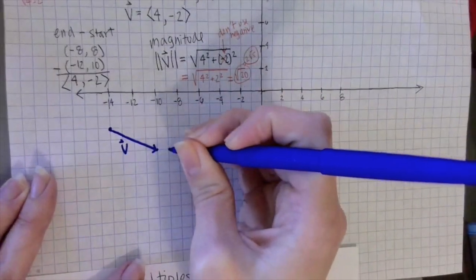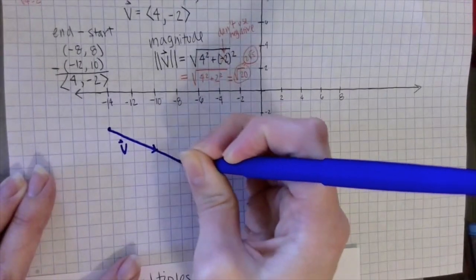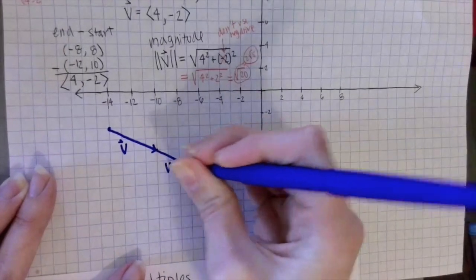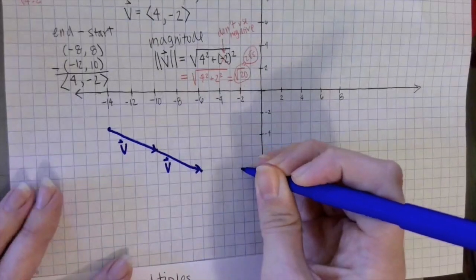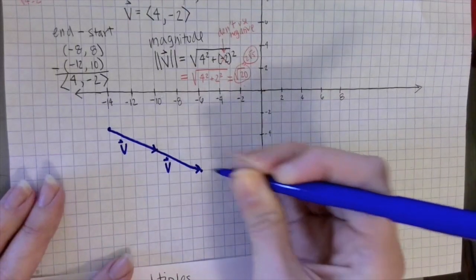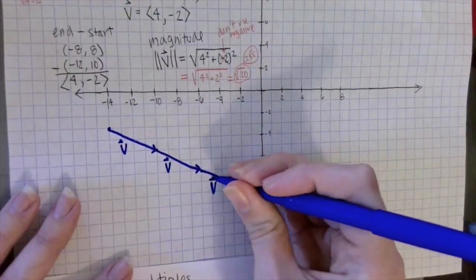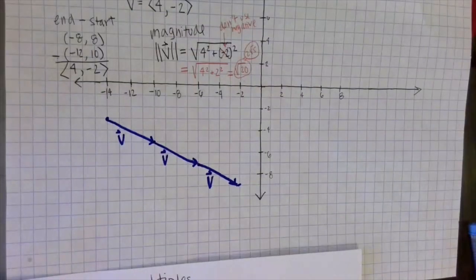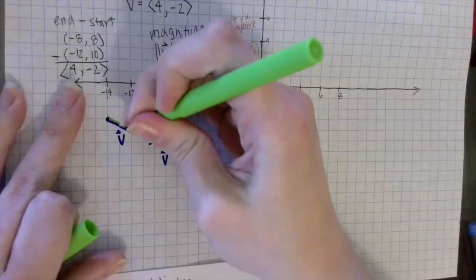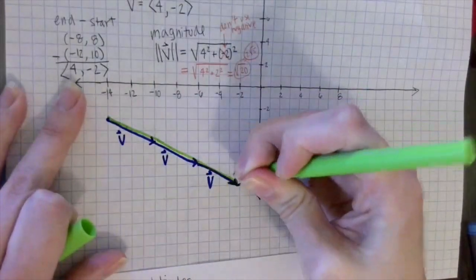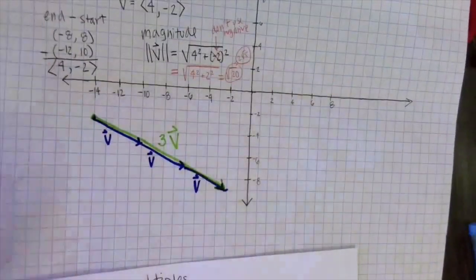Now again, I'm going to go 1, 2, 3, 4 to the right and 2 down. So another vector v. Here's vector v again. And then one more time, 1, 2, 3, 4 to the right and 2 down. So this is vector v a third time. This whole vector, when you put it together, from start all the way to finish, is 3 vector v. So I drew it 3 times.